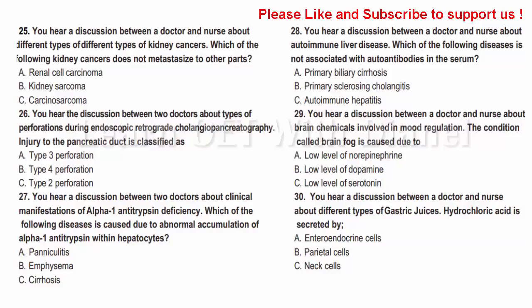Question 27. You hear a discussion between two doctors about clinical manifestations of alpha-1 antitrypsin deficiency. Now, read the question.